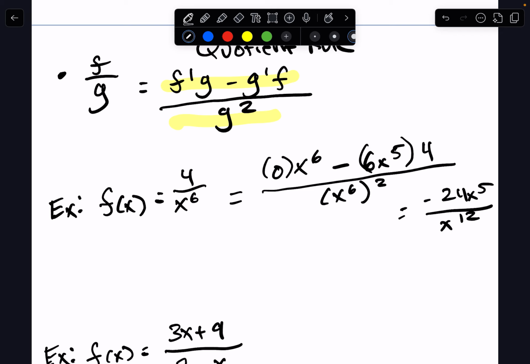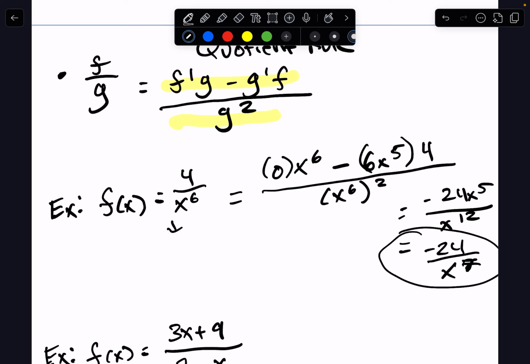And then, because this would simplify with the x's, you'll get an answer of minus 24 over x to the 7th, because if you divide two powers, it's just like subtraction. Now, this is the correct answer. Sorry for the small handwriting. Negative 24 over x to the 7th, but there is a trick for this one.